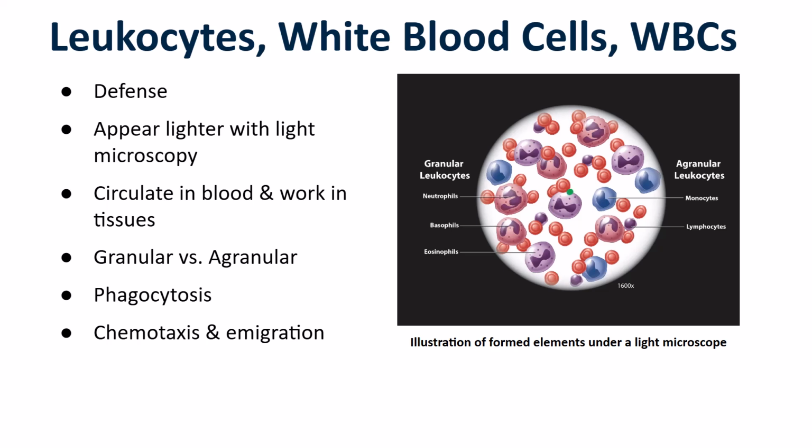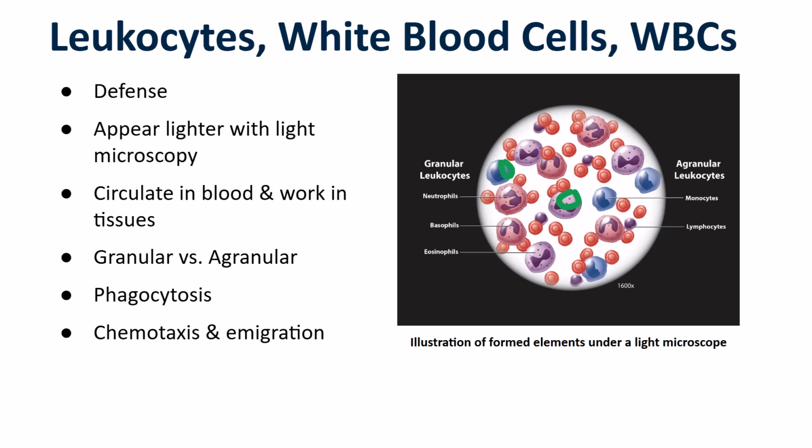Granular leukocytes, through light microscopy, have granules within them. Oftentimes, these granules are going to contain substances that are enzymatic or destructive. They help with the function of the leukocyte, whereas agranular leukocytes do not contain these granules and they are not visible under light microscopy.